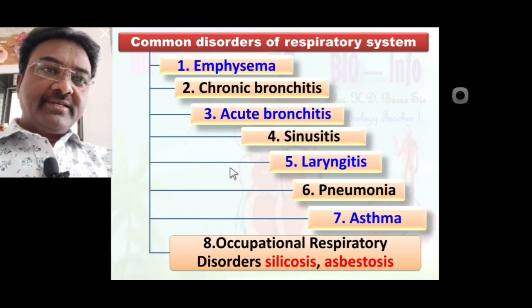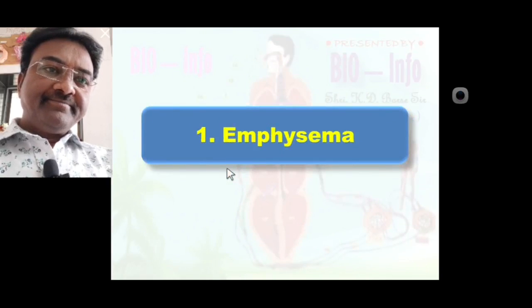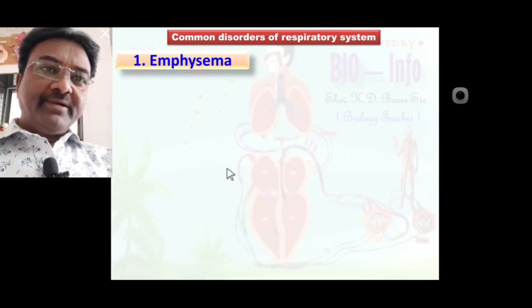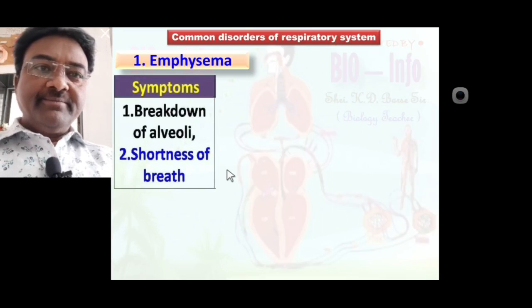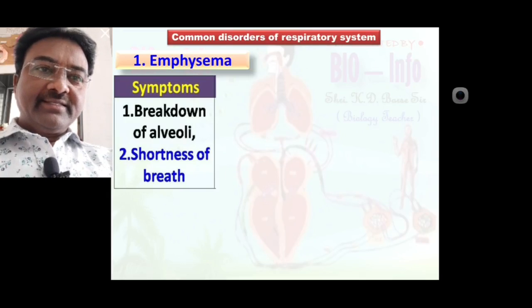The common disorder of the respiratory system known as emphysema. Emphysema is one of the common respiratory disorders. Its symptoms are breakdown of alveoli. Alveoli are the functional unit of the respiratory system process, so such alveoli are broken down in emphysema disorder. Also shortness of breath. These two symptoms are seen in emphysema disorder.